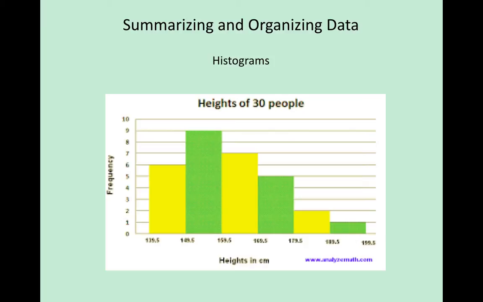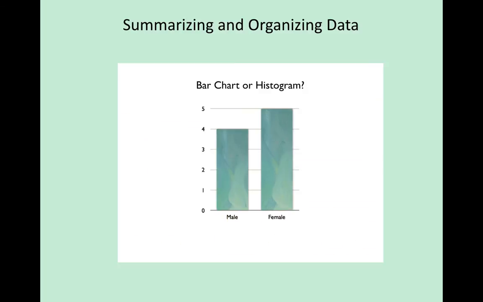Now these ranges, unlike the columns in the bar charts, which would represent nominal data, touch each other. They're adjoining one another, and that's because there are no gaps between them. In other words, if a person's height is 149.4, they're in the one bar. If they're 149.6, they're in the next bar. There's a continuous number scale here that determines where a particular person would fall, and that's typical of something called a histogram.